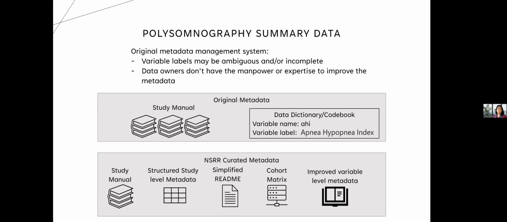So what we did, first of all, we developed many other metadata for the study. In addition to the study manual at the study level, we also developed structured study-level metadata using the metadata intake form. We have developed a simplified README file, which is published on the NSRR website. We also add the study to our cohort matrix, which I'll show in the screenshot later. And then we improve the variable-level metadata.